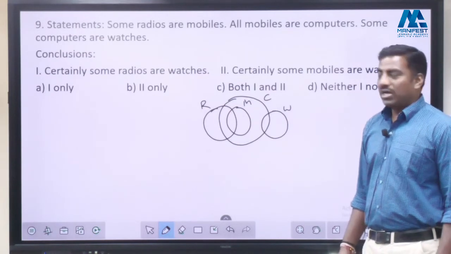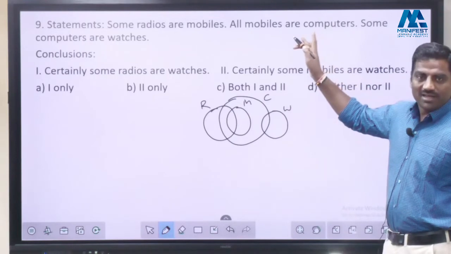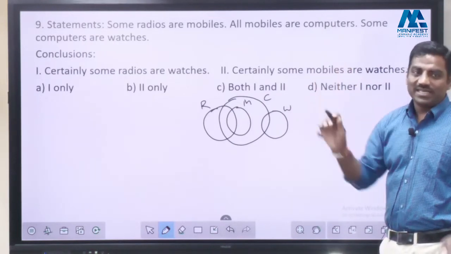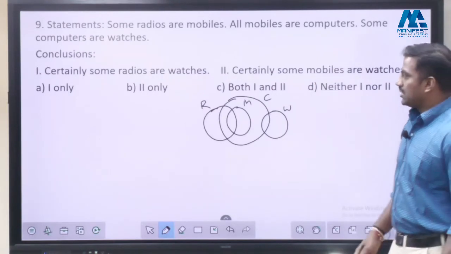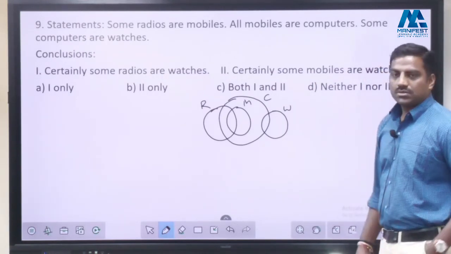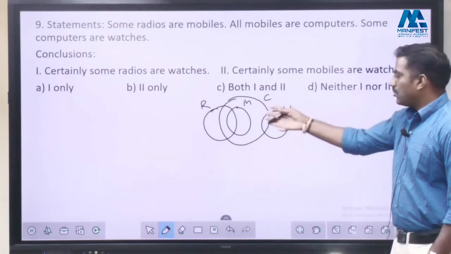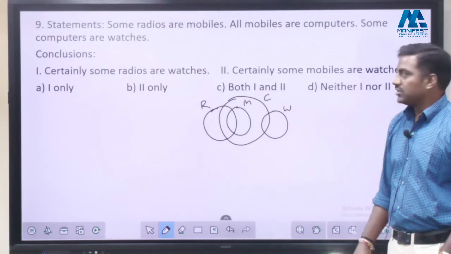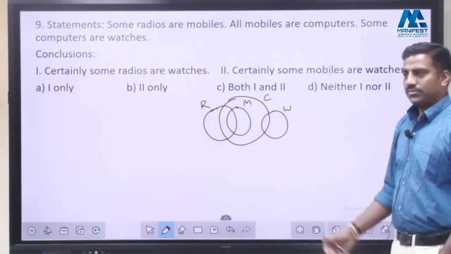Yeah. Now let us see. Because "no" is not there. If "no" has come, then we have to be extra careful. Now the conclusions. Certainly some radios are watches. There is no logical connection between radios and watches, right? And he is saying certainly. No.